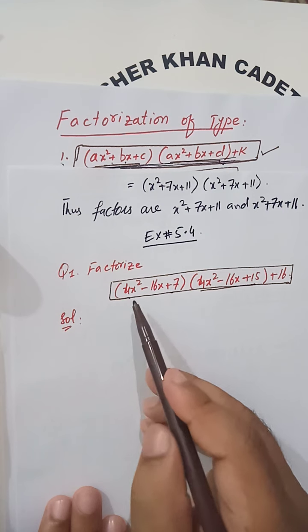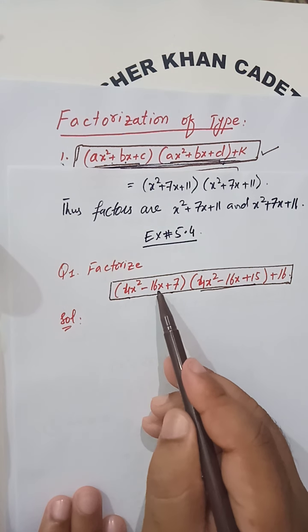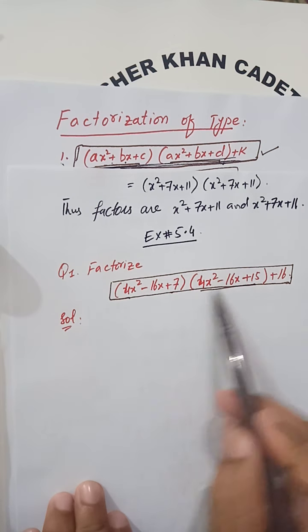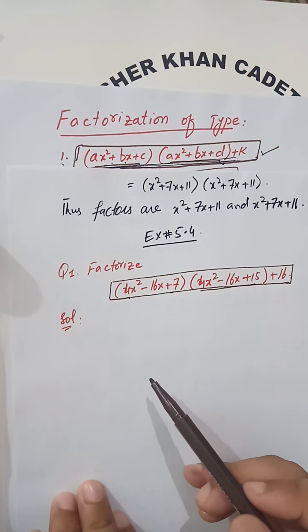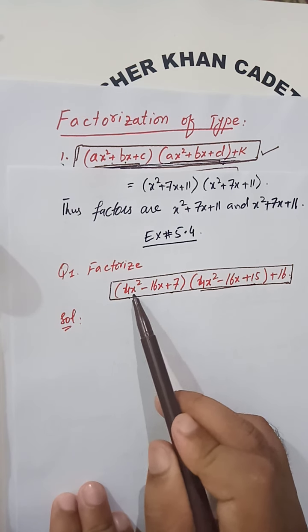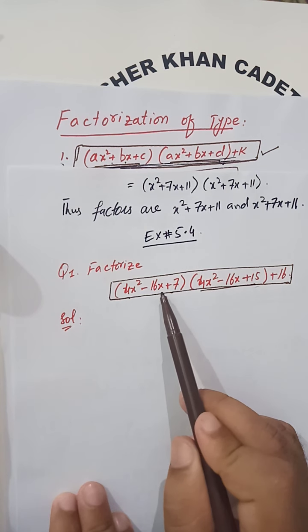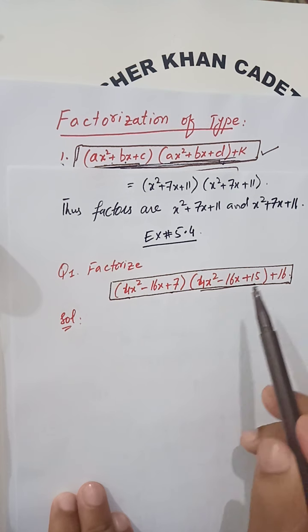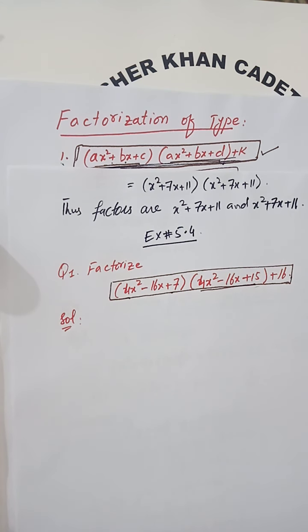For that, replace this 4x square minus 16x by some other variable. The choice is yours. You can replace it by t, w, or y, but other than x, because x is the variable of this given biquadratic algebraic expression. I am saying this is biquadratic because when I multiply 4x square with this, and minus 16x with this, and 7 with this, and add 16 with them, you will get a biquadratic algebraic expression, meaning the highest power of the variable will be 4.